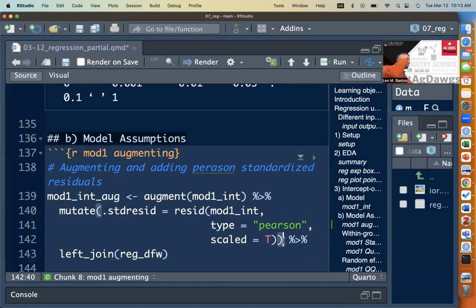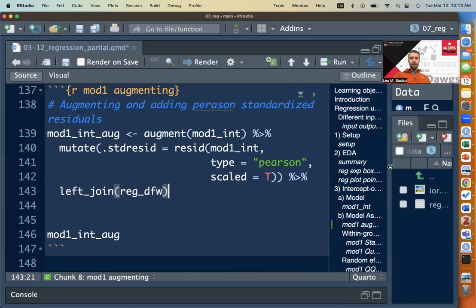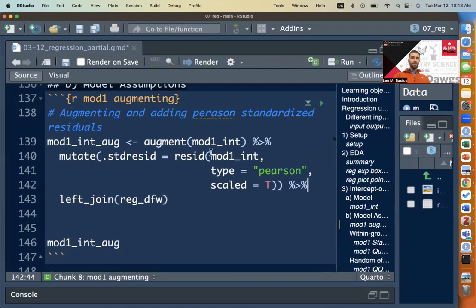As with every model, we have to check model assumptions. I think I left you all the code there for this. Yeah, I left all the code, so you can just run that. We're using the augment function, entering the standardized residual. And in this case, we had not done this before, but I'm left joining with the original data set.